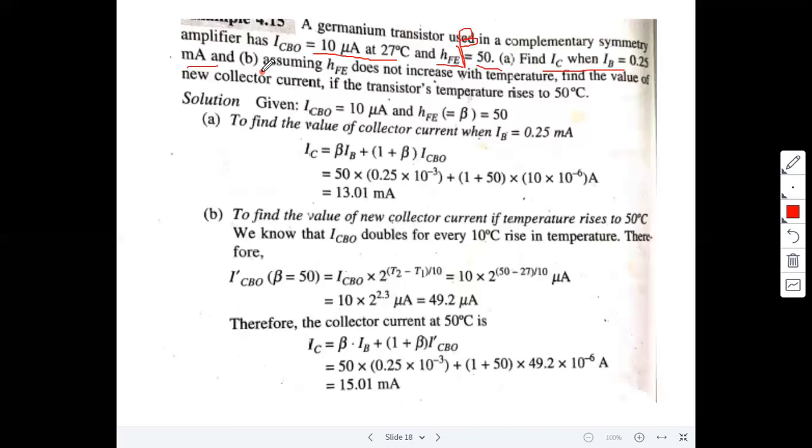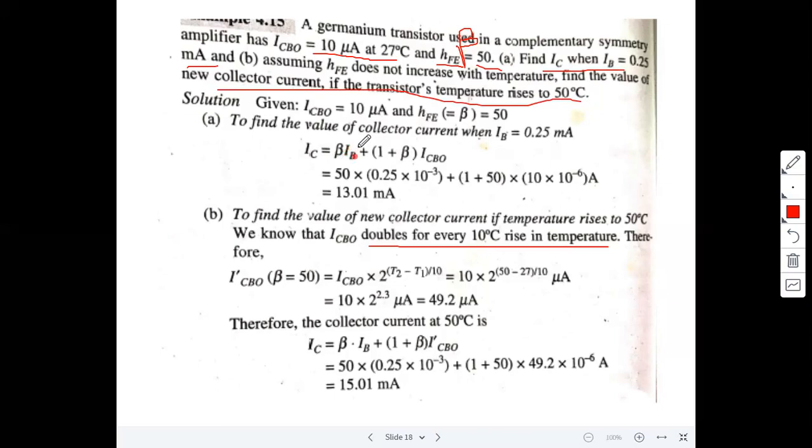And the second one is B. Assuming HFE does not increase with temperature, find the value of the new collector current if the transistor temperature rises to 50 degrees centigrade. Already we discussed in the first unit the reverse saturation current. Observe this line: reverse saturation current doubles for every 10-degree rise in temperature. Okay, the first one is a simple thing, simply substitution.